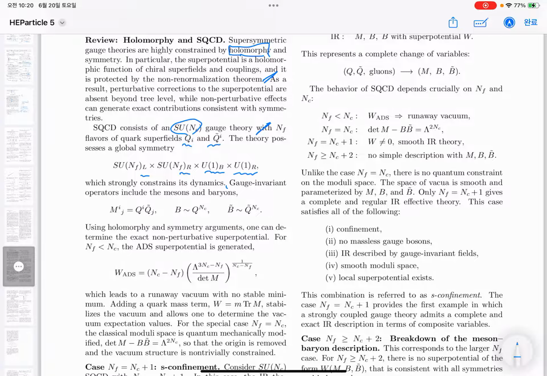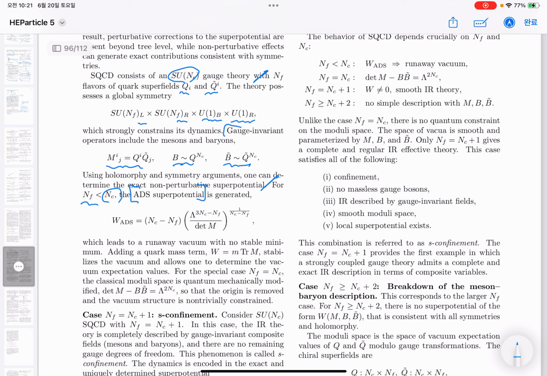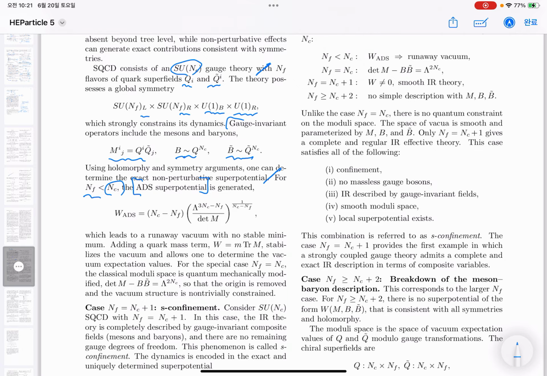The gauge invariant operators are given by the meson and the baryon and antibaryon. And by using the condition of the holomorphy and the symmetry, the exact non-perturbative superpotential is given for NC larger than NF. This is called the ADS superpotential. The index and the coefficients are functions of NC and NF, and in the denominator there is the determinant of the meson operator. And this ADS potential does not have a vacuum, it only has runaway vacua at spatial infinity.